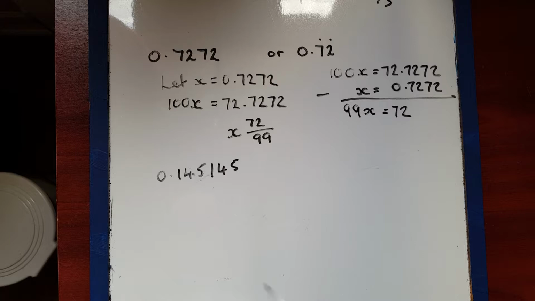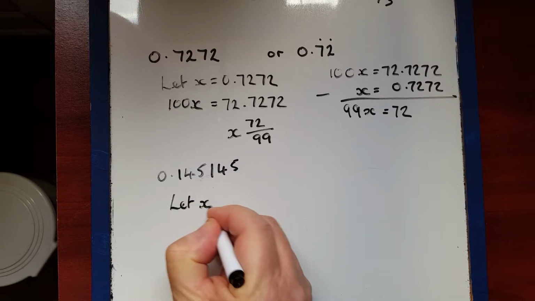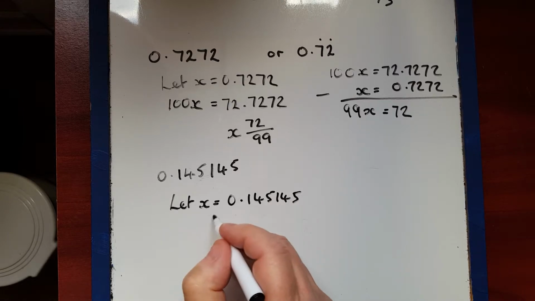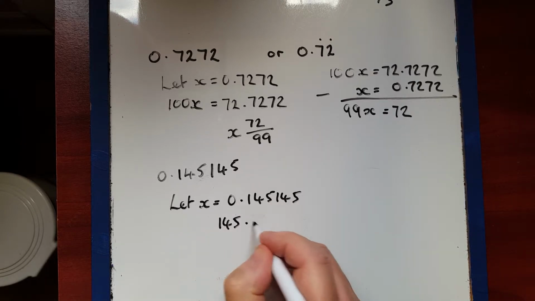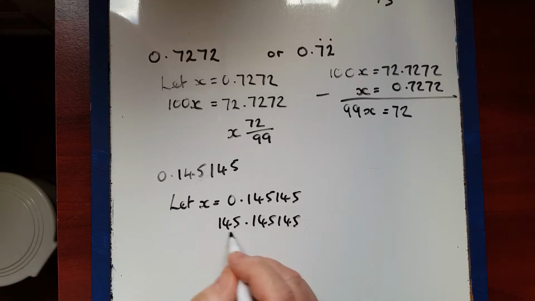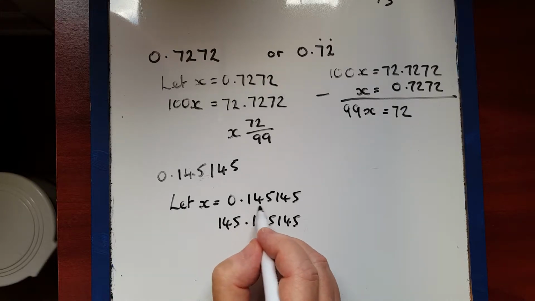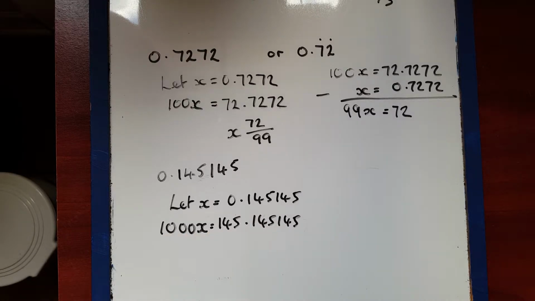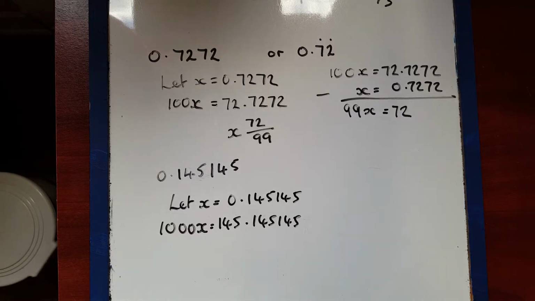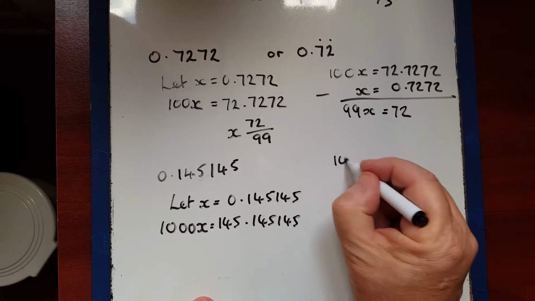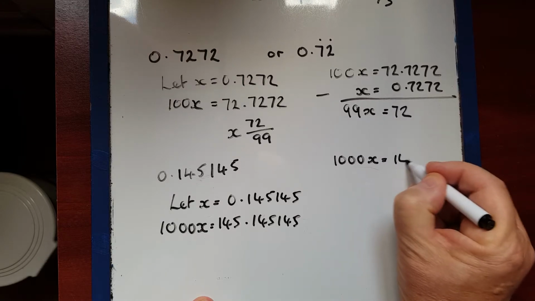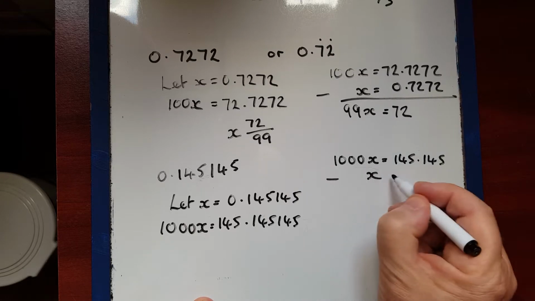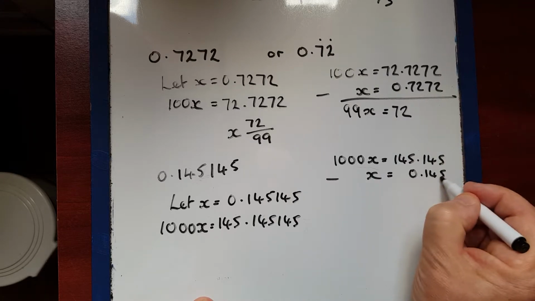So once again, we're going to let x equal 0.145145, and we need 145.145145. So that means we're going to be multiplying it by 10, 100, 1000. So 1000x equals 145.145145. So again, we follow that same pattern. 1000x, I'll just do a short little bit there, minus the original x, which was 0.145.